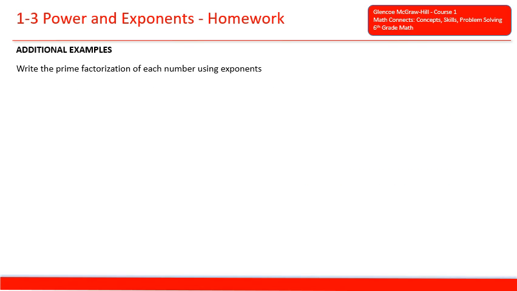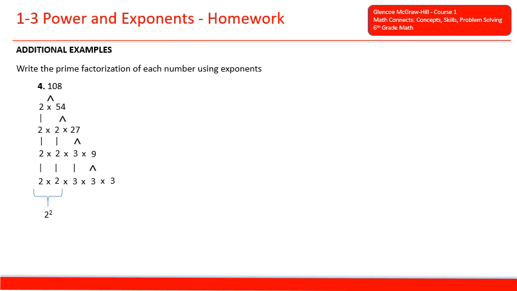Write the prime factorization of each number using exponents. So 108, we're going to do 2 times 54. Bring the 2 down, 2 times 27. Bring the 2's down, 3 times 9. Bring the 2's and the 3 down, and we get 3 times 3. So now if we list these as exponents, we get 2 squared times 3 cubed.